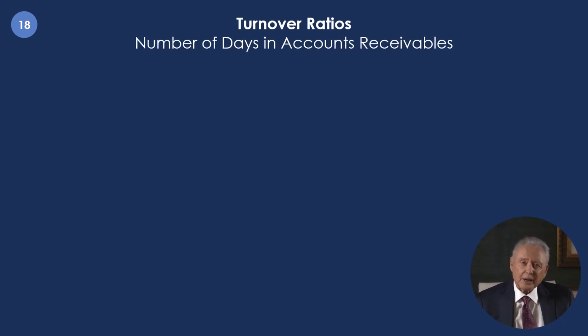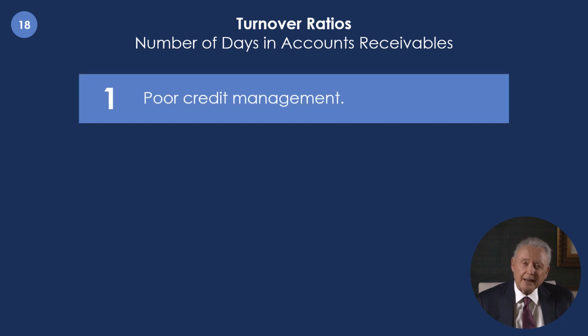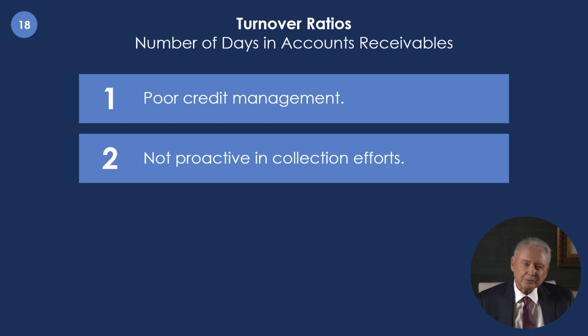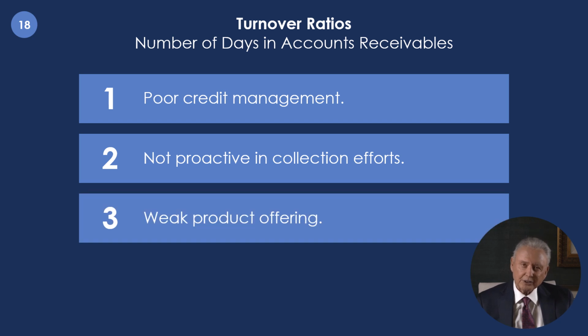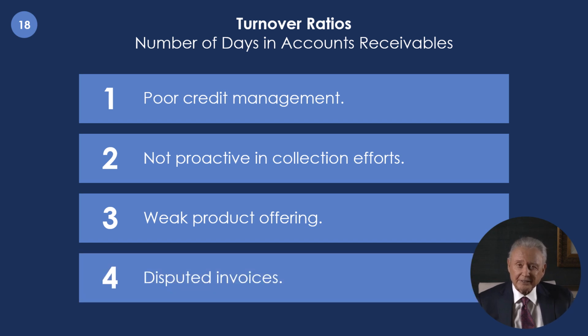Let's consider the reasons why a company might carry excess accounts receivable. Reason 1, a flawed credit management system. Maybe we extended credit to financially weak customers. Reason 2, we're not proactive about collections. Active management means dialing for dollars every Monday morning. Reason 3, our product offering isn't in strong demand, so customers take their time paying us. Reason 4, disputed invoices. If there's one bad invoice, the customer might withhold payment on everything until it's fixed.